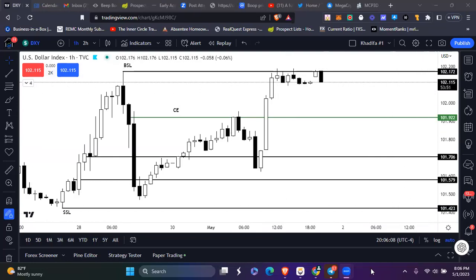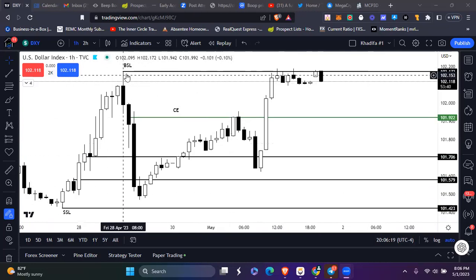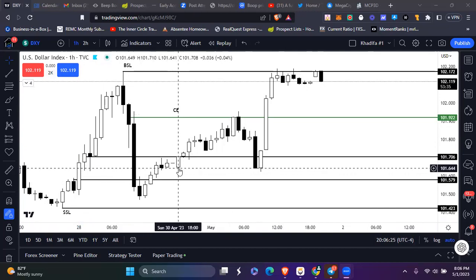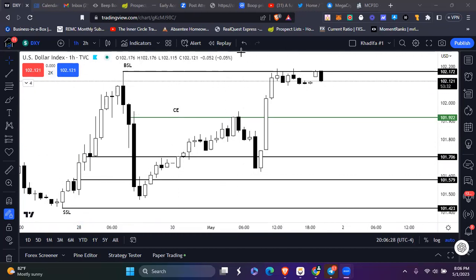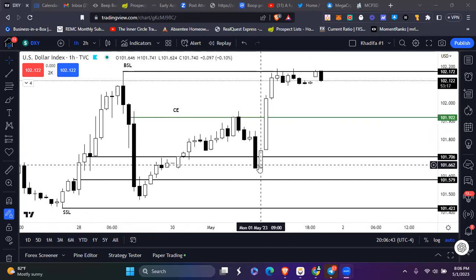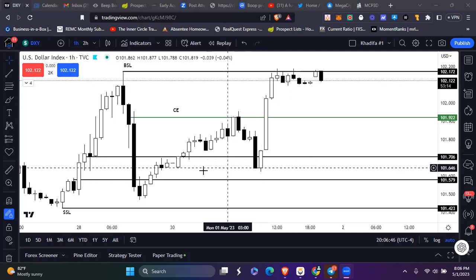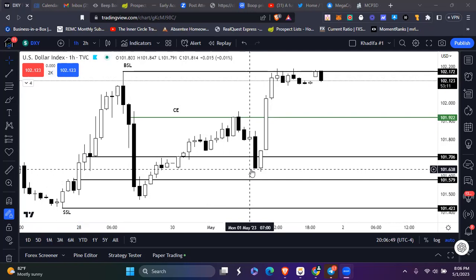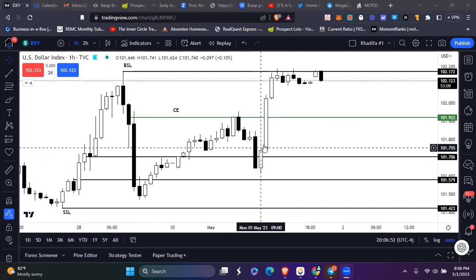All right, looking at the dollar. Last night we had a push up into consequent encroachment of Friday's daily range, which you see here. We opened here yesterday and pushed up into consequent encroachment around 5 a.m. this morning. We respected that level and pulled back down to the PD array, the discount level of Friday's range.